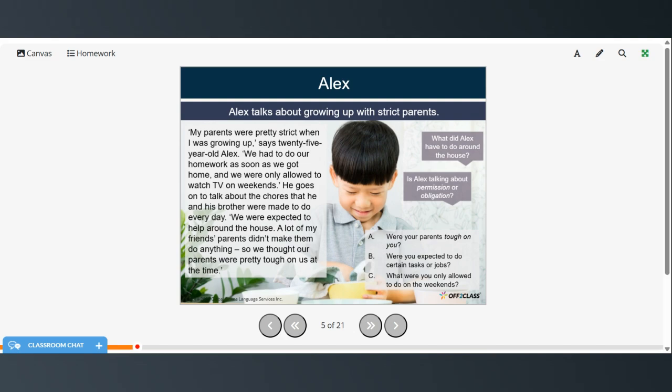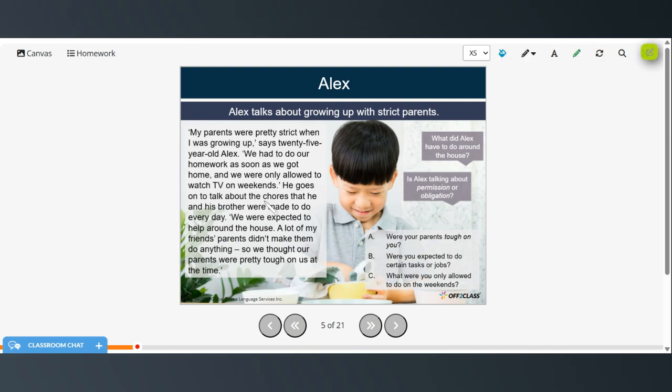"My parents were pretty strict when I was growing up," says 25-year-old Alex. "We had to do our homework as soon as we got home, and we were only allowed to watch TV on weekends." He goes on to talk about the chores that he and his brother were made to do every day. "We were expected to help around the house. A lot of my friends' parents didn't make them do anything, so we thought our parents were pretty tough on us at the time."